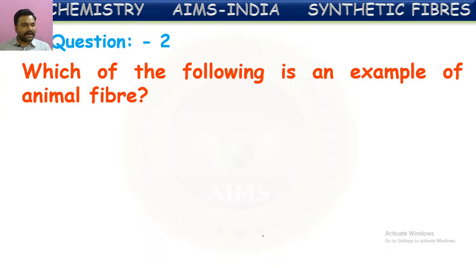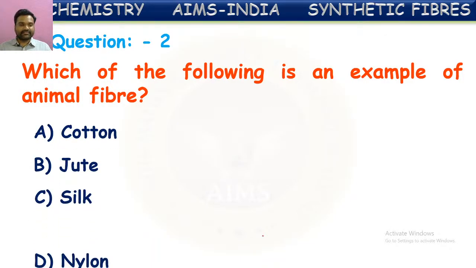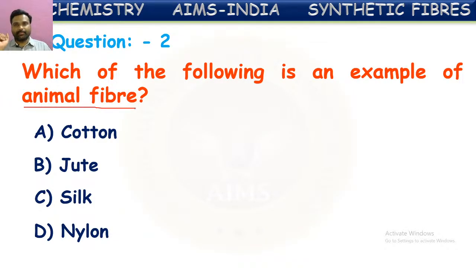Let us see the options given for this: cotton, jute, silk, nylon. These are the different fibers. Now they are asking which fiber is derived from animal. Can you give the correct answer? Try to answer this question.